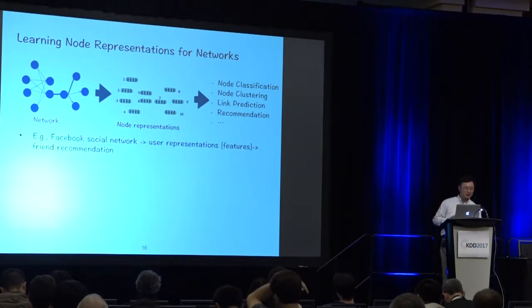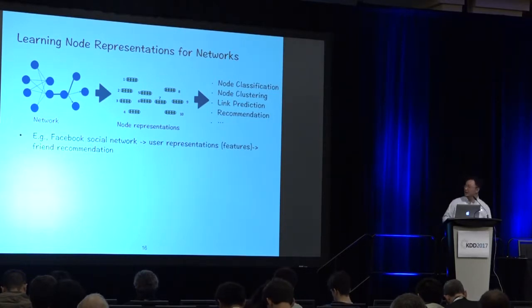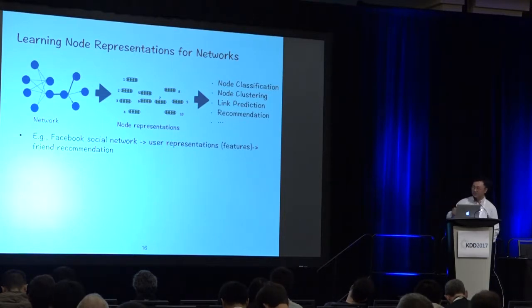Okay. For instance, one example is that if you take the social network of Facebook, how to actually find the representations of the users, how to actually map every user of the Facebook network into the continuous space that is of a high dimension or low dimension. And then how can you make use of this embedding to do friend recommendation, right? This is one example of learning the representations of network.